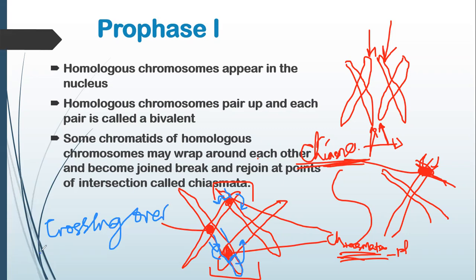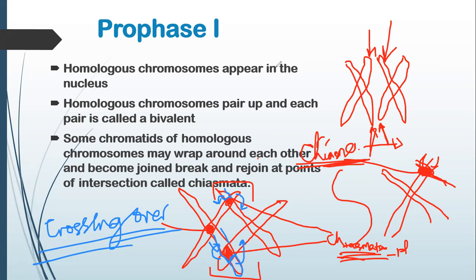Okay, and I'll set a question. Let me not cheat for you. That process of breaking these terminal segments and then rejoining them on the segments of other chromatids is known as crossing over. And crossing over occurs in meiosis one, but to be specific, in prophase one.